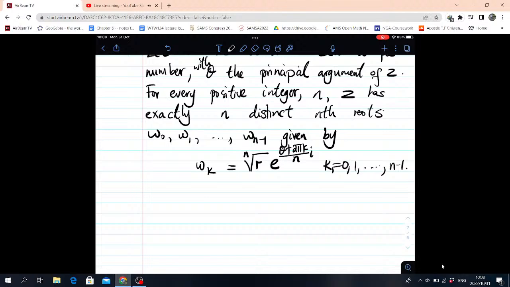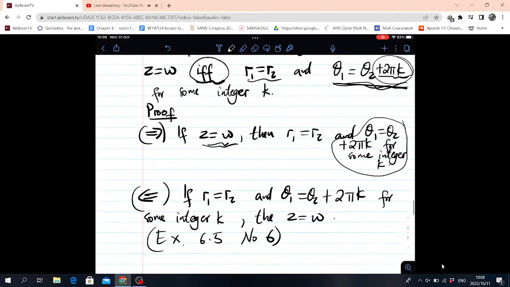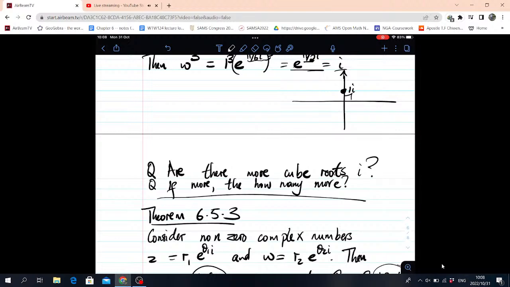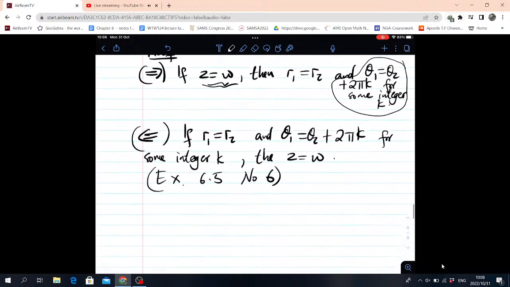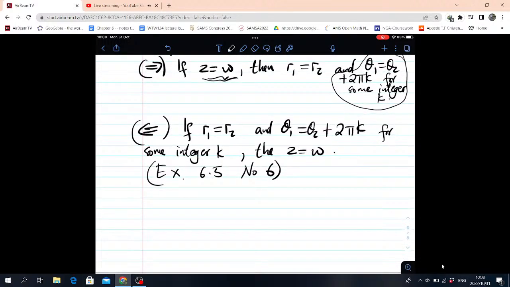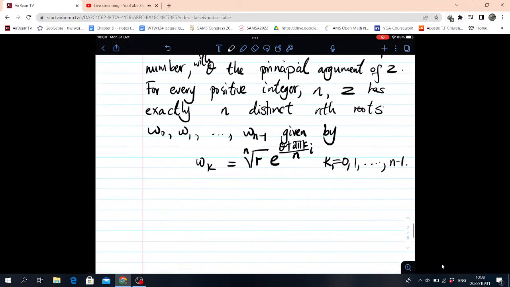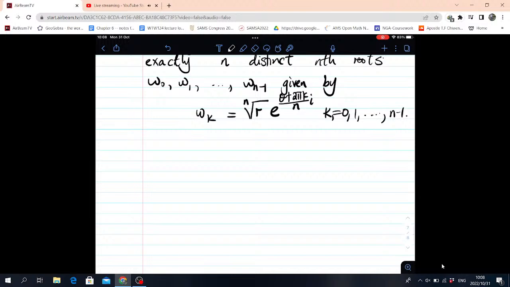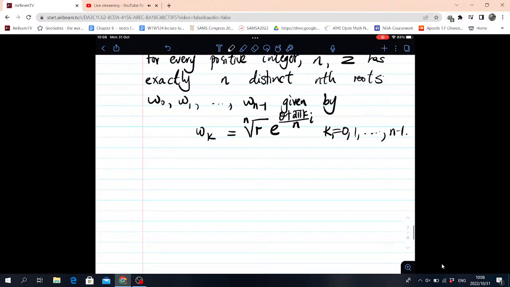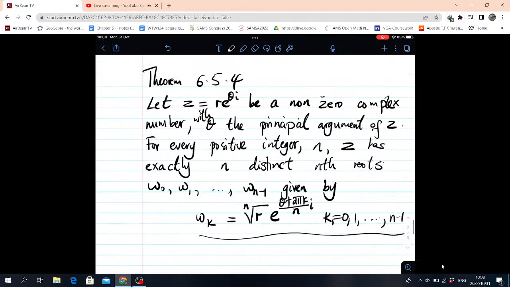So we answer the question, are there more? Yes, there are. And how many are they? They are going to be exactly 3. If you want to find the cube roots of I, they're going to be exactly 3. If you wanted to find the square root of I, then you're going to have 2. If you want to find the fourth roots of I, then you're going to have exactly 4. And they're given by this formula.